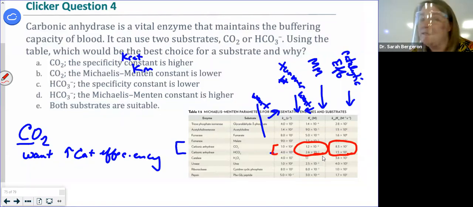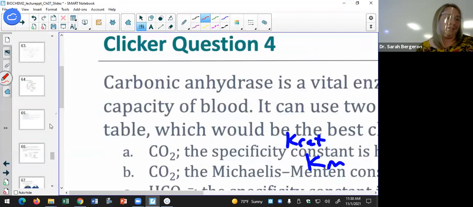Okay. So look for really big differences. Look for really big differences. A small binding affinity is not going to make that big of a difference.